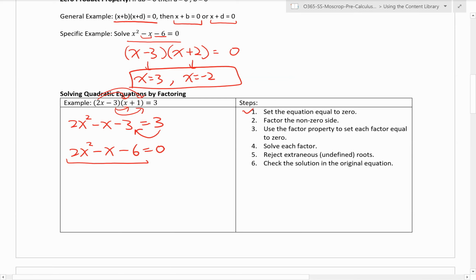You can use the decomposition method, the AC method, or you can guess and check. This time I am going to guess and check. It has to be 2x and x, because that's the only way to multiply to 2. For 6, it could be 2 times 3 or 6 times 1. This time it's going to be negative 2 times positive 3, and they add to negative 1, so that's perfect. 3 times negative 2 is negative 6, so this is fine. So it's factored.